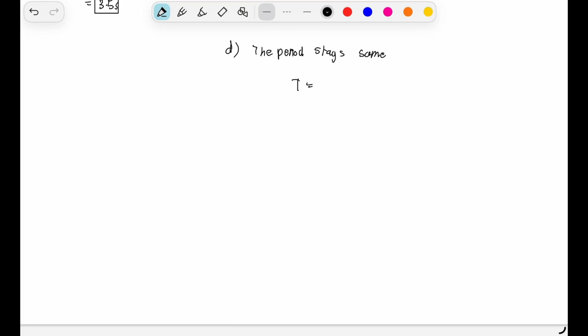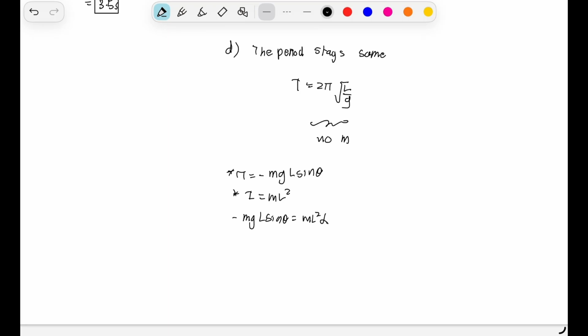That's because T is equal to 2 pi times the root of L over g. So there's no mass. Therefore, if you double the mass, it's not going to change the period. And we can see that here when you write torque is equal to negative mgL sine theta, and I is equal to mL squared. So you're going to have negative mgL sine of theta is equal to mL squared alpha. If you cancel the m's, that's where you see the m goes away. So you have negative g sine of theta is equal to L times alpha.